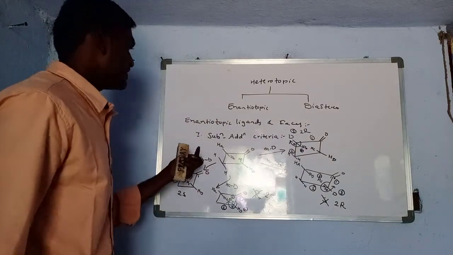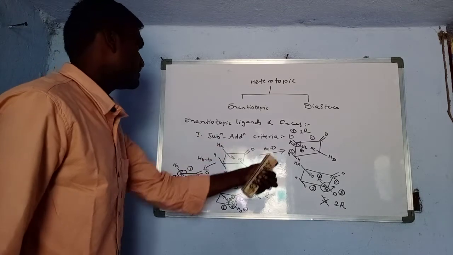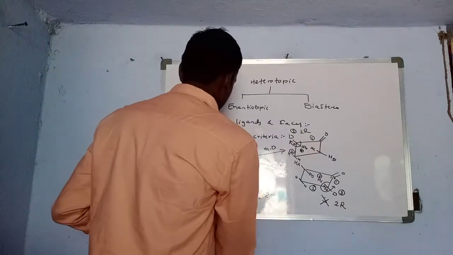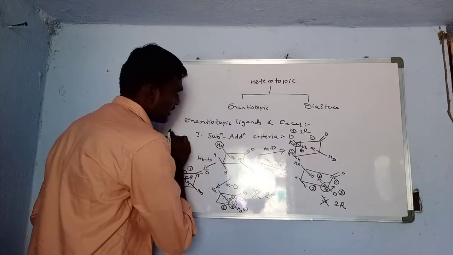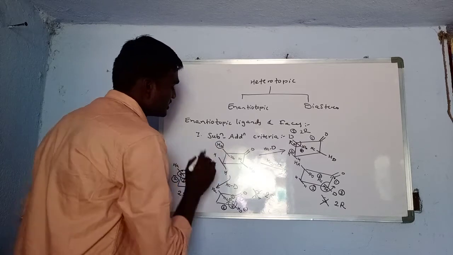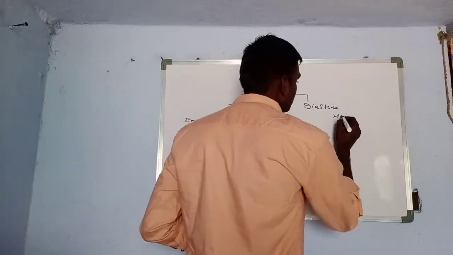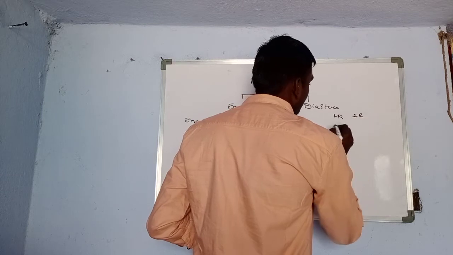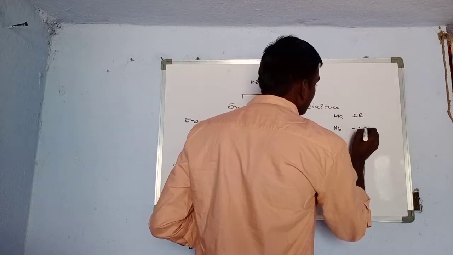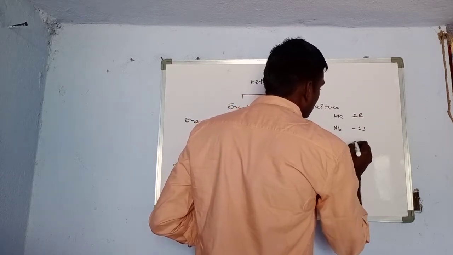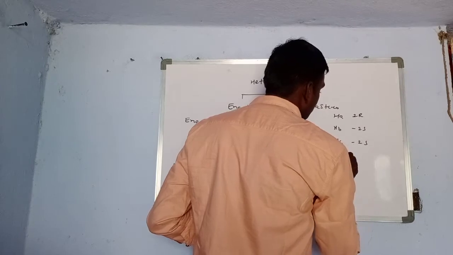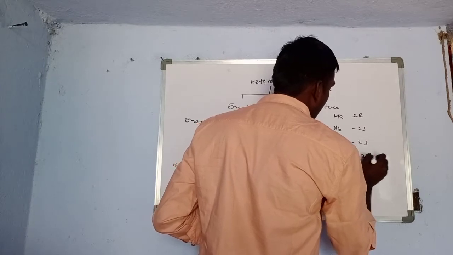Okay. Adding all this together, the HA configuration is 2R, HB is 2S, HC is 2S, and HD is 2R.